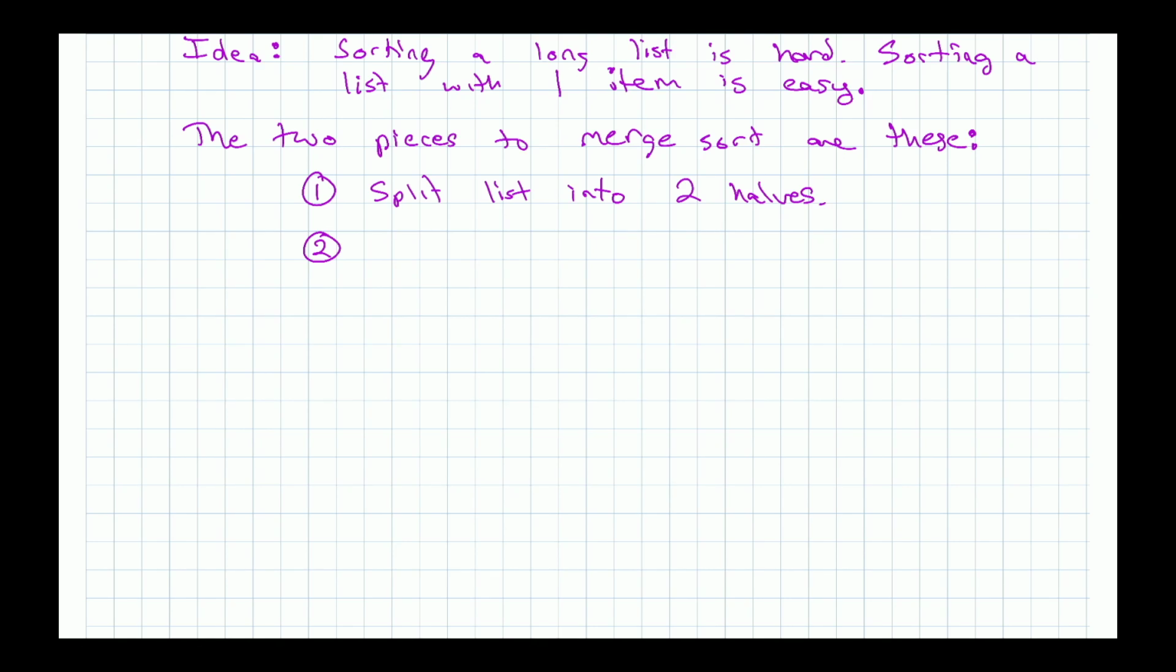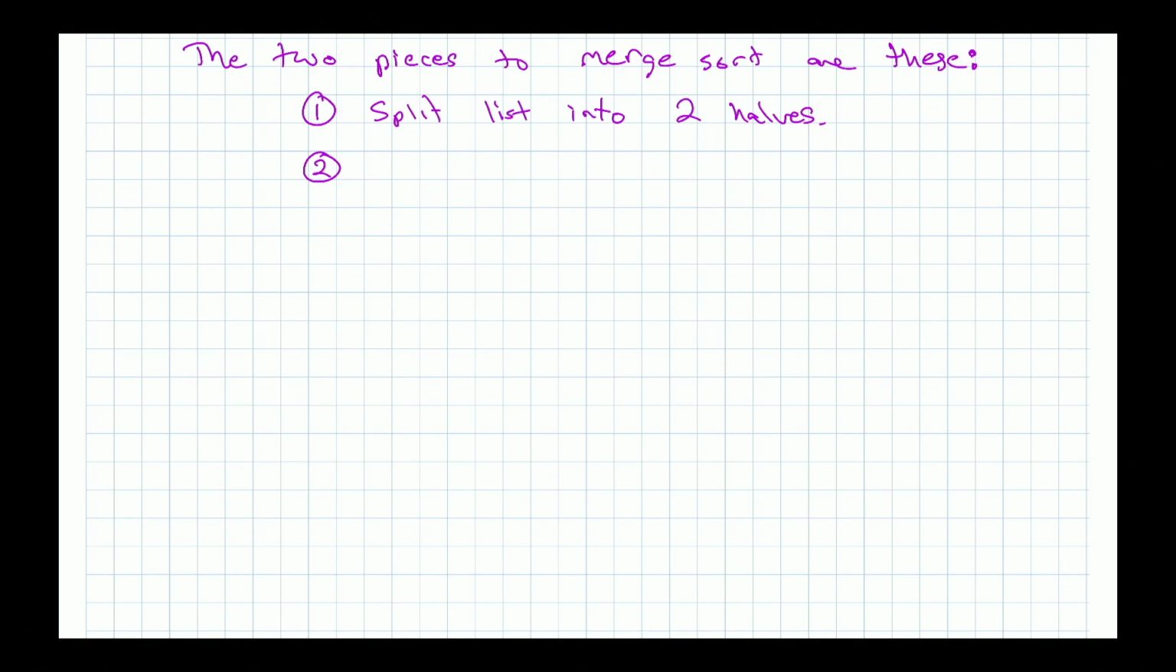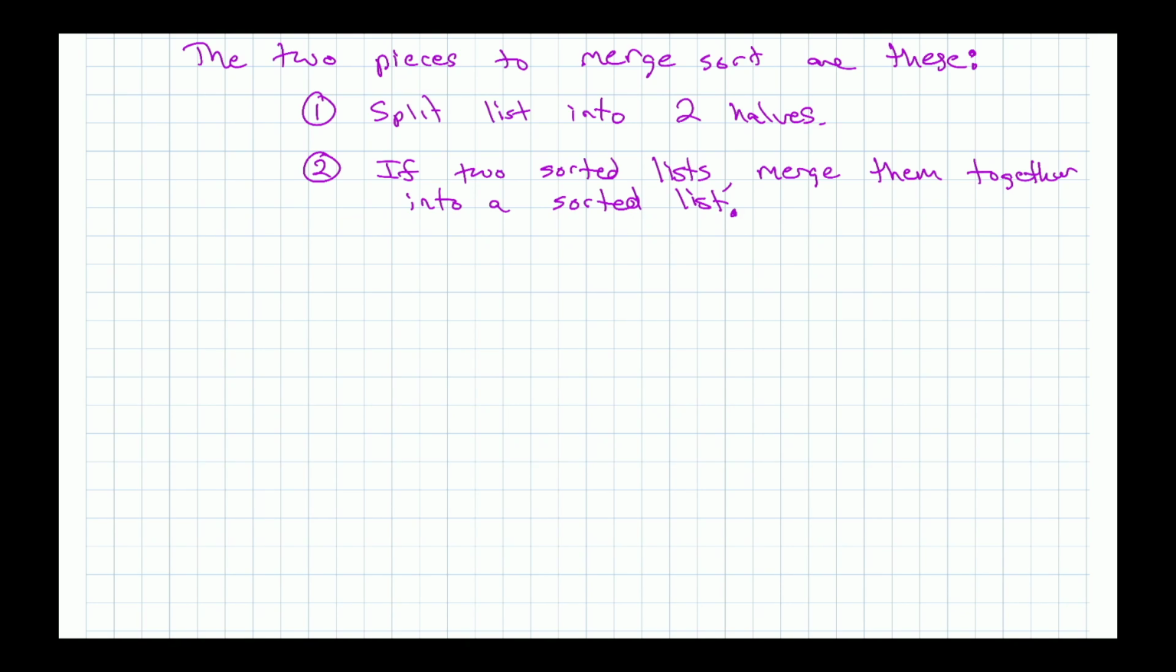And then what we're going to do is, if we have two lists that are already sorted, we should be able to put them back together in order. So if you have two sorted lists, we need an algorithm that will put them back together and keep them in order. Merge them, you would even say, into a sorted list. All right. And if you can do both of those two things, then you're going to be able to sort a list.